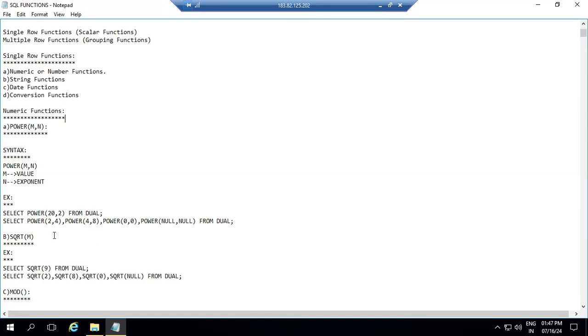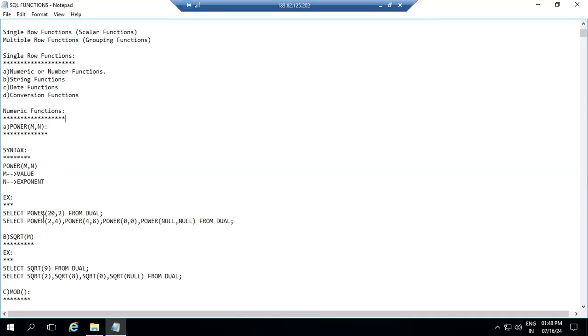Suppose we are using the power function here. For every function we have a syntax. The syntax means the function name along with the value, exponent, or string, according to what the function needs. So here we have the syntax POWER(m, n).